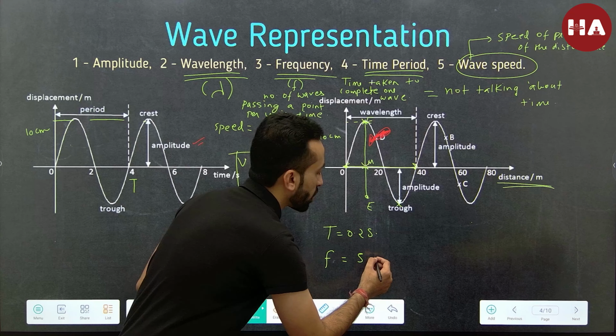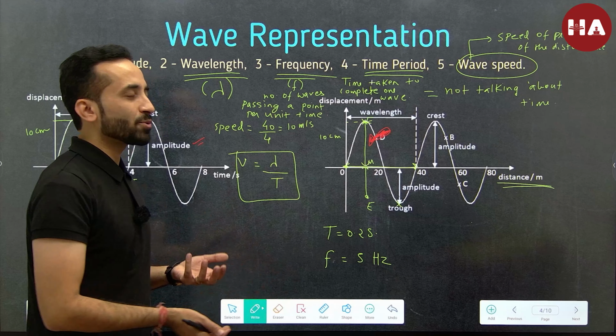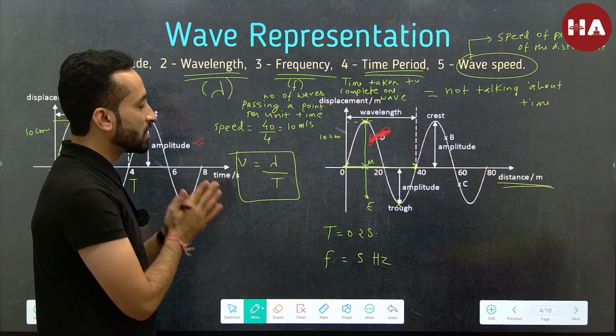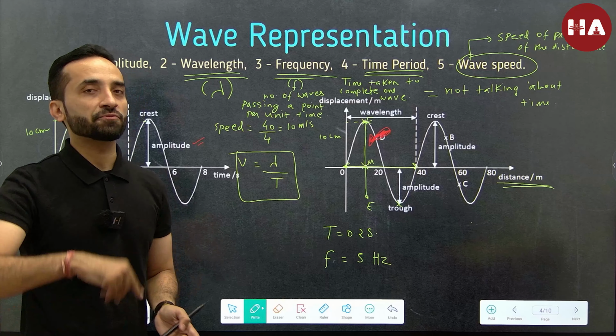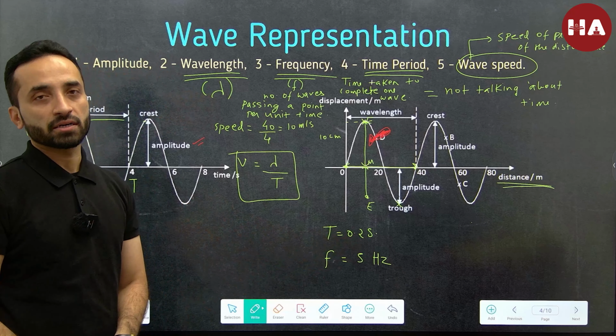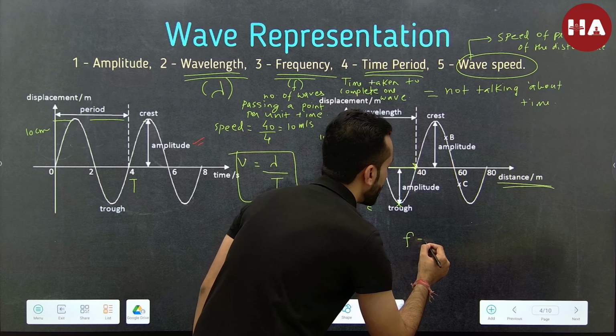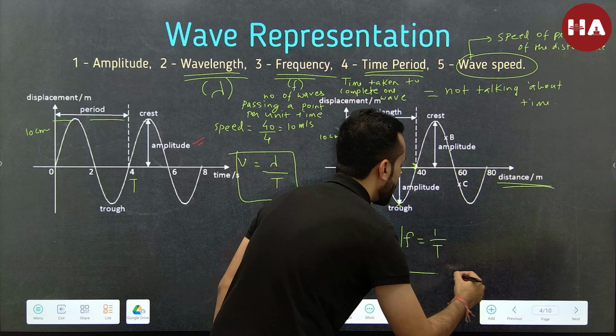How many waves have been created? 5. What should be the unit? The unit we call hertz, after the scientist who contributed in this direction. So frequency is 5 hertz, 5 cycles per second, 5 waves per second. We call it hertz. So can you relate the two? Of course, you should be able to do it. So f is equal to nothing but 1 by T.